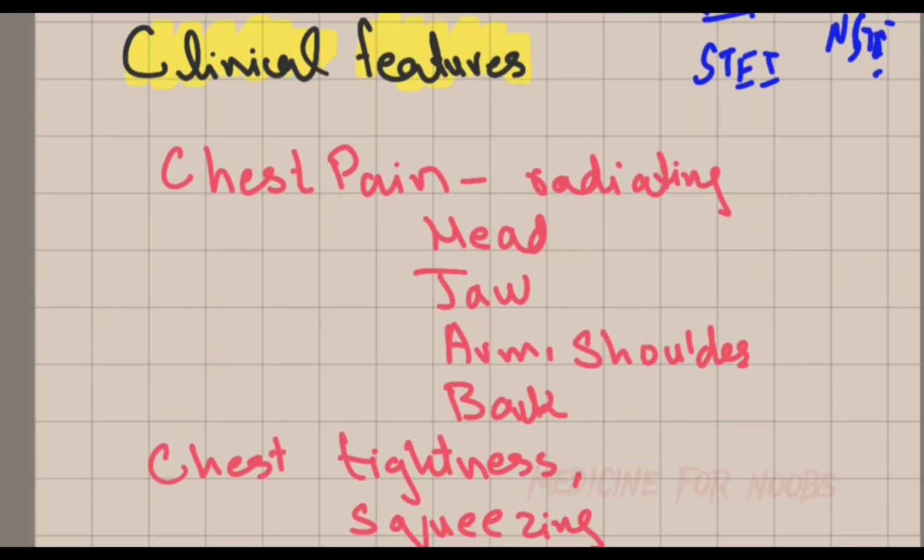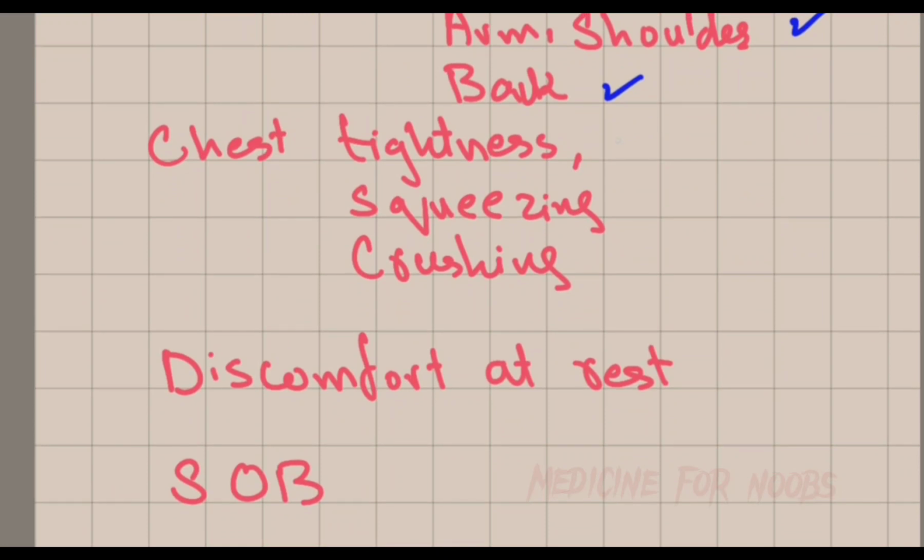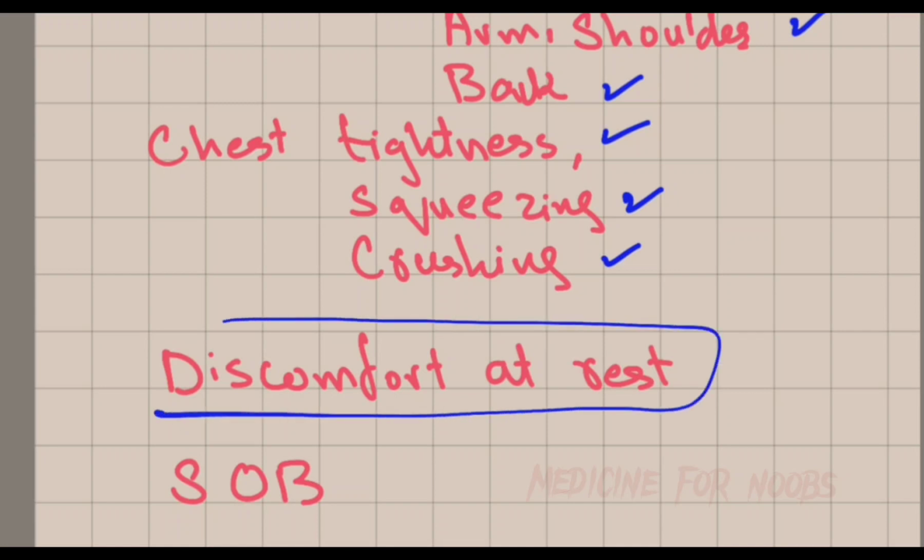Now we will talk about the clinical features of unstable angina. The first and foremost clinical feature of angina is chest pain, which radiates towards the head, jaw, arm, shoulder and back. The patient can also experience chest tightness, squeezing and crushing. The main factor which separates it from angina pectoris or stable angina is angina at rest, or discomfort at rest. The patient may also experience shortness of breath.